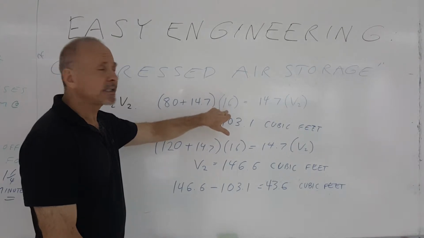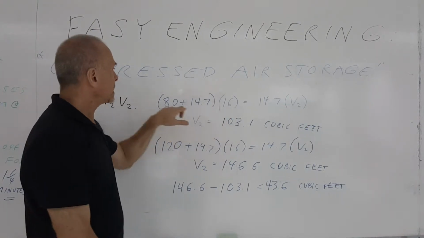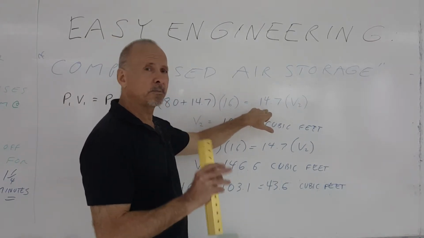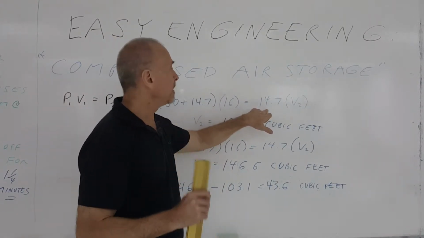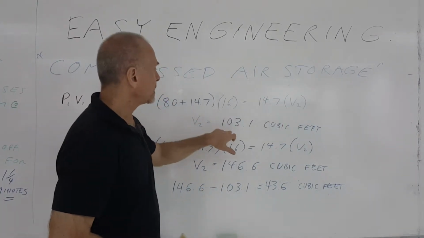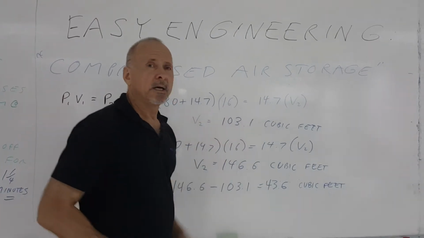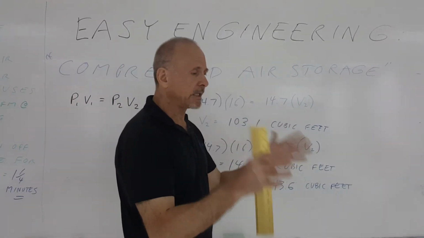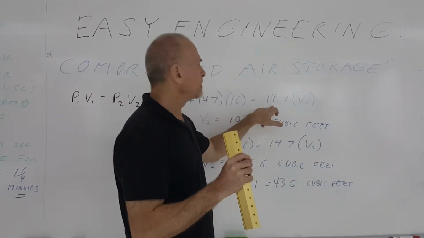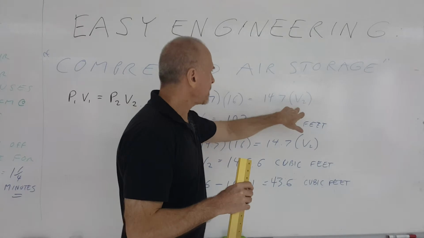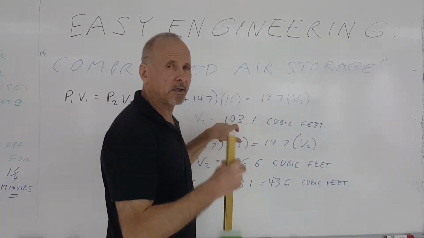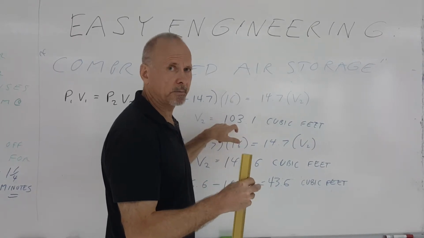120 gallons is about 16 cubic feet. Okay, so that's P1, V1 equals P2, that's the 14.7 pounds pressure in the atmosphere, that's standard condition, times V2. The V2 works up to 103.1 cubic feet. That is that compressed air that's in the tank. If it was expanded at 14.7 pounds pressure, that would occupy 103.1 cubic feet at the standard condition of 14.7 pounds per square inch. Okay?